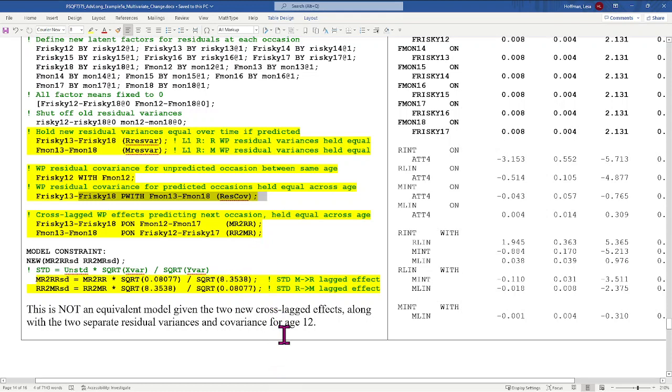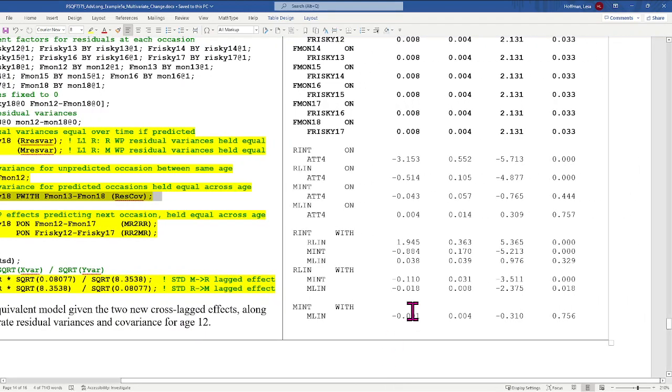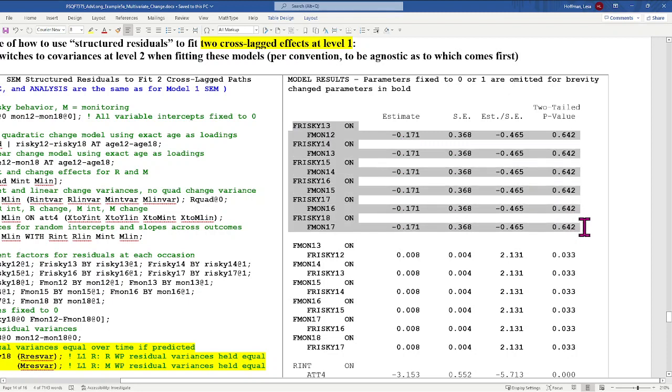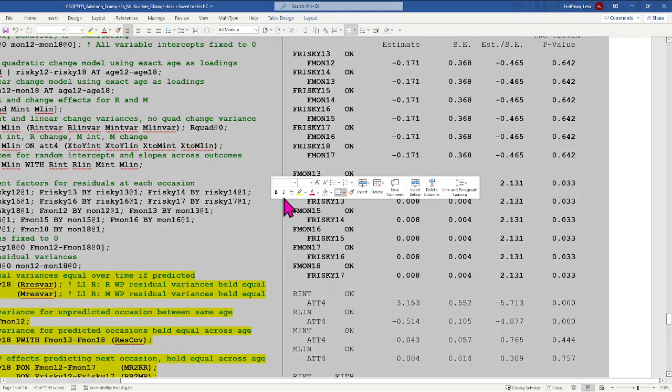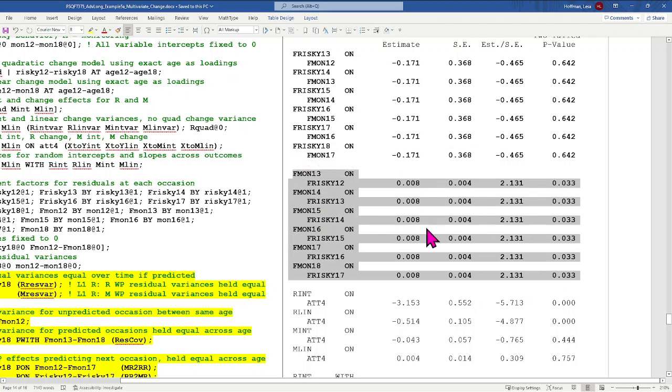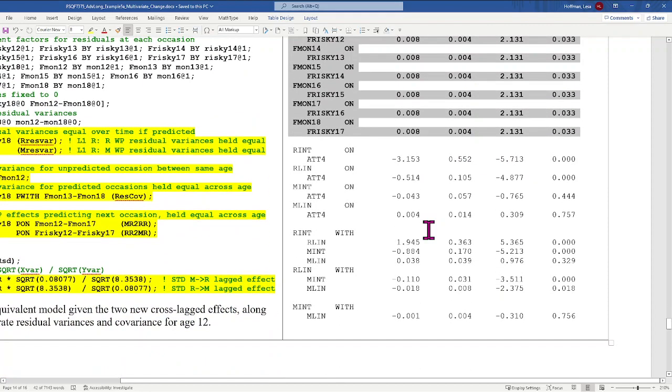So this is not an equivalent model, this is a different model. And what it looks like here is that we do not have a cross-lag relationship of this time's monitoring predicting next time's risky behavior, but we do have a cross-lag relationship from this time's risky behavior predicting next time's monitoring, which is interesting because that is not in the original data. This is actually a type 1 error. I know that because I made the data.